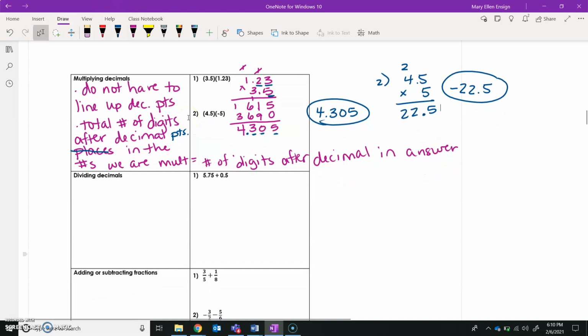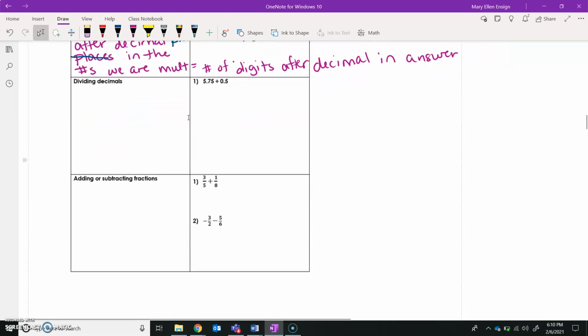Okay, we're actually going to skip over the dividing decimals for right now. You can, again, use your calculator, but we're just going to set it up. So the first number is what goes under here. This is called my dividend. The second number is my divisor.